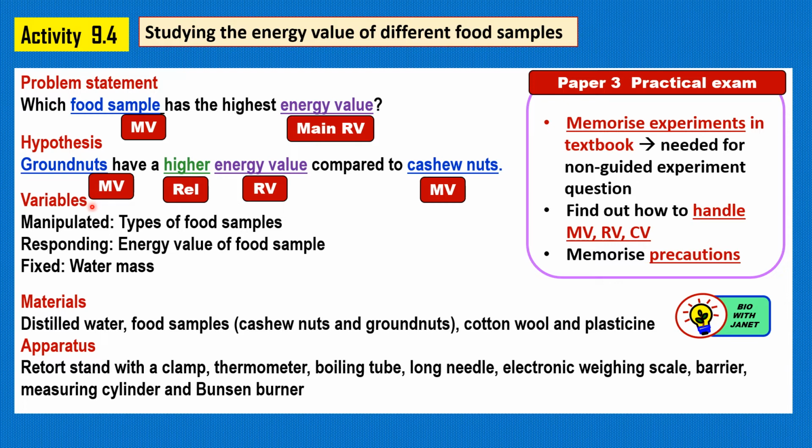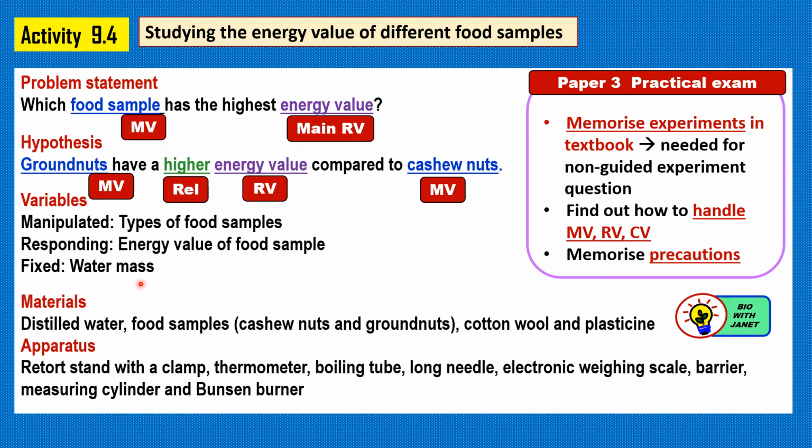Next, variables. The manipulated variable is the types of food samples, as you can find from the objective. The different food samples. Then the responding variable, looking at the objective again, is the energy value of the food sample. Now this is called the main responding variable. You also have a sub-responding variable, the one that you measure in the lab, which is the increase in temperature. So increase in temperature is also a responding variable.